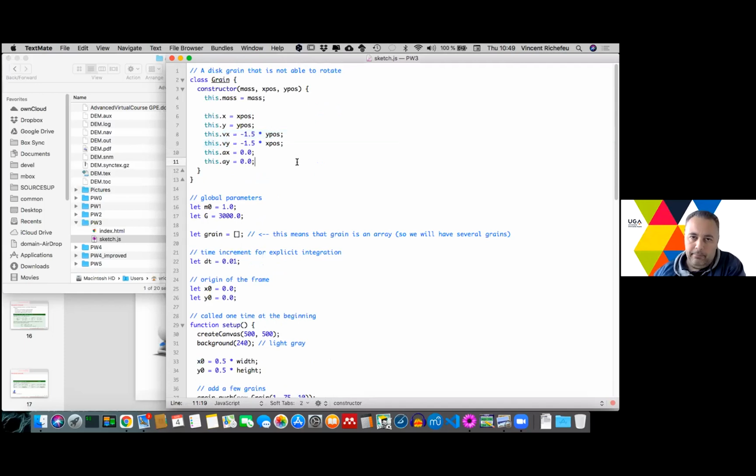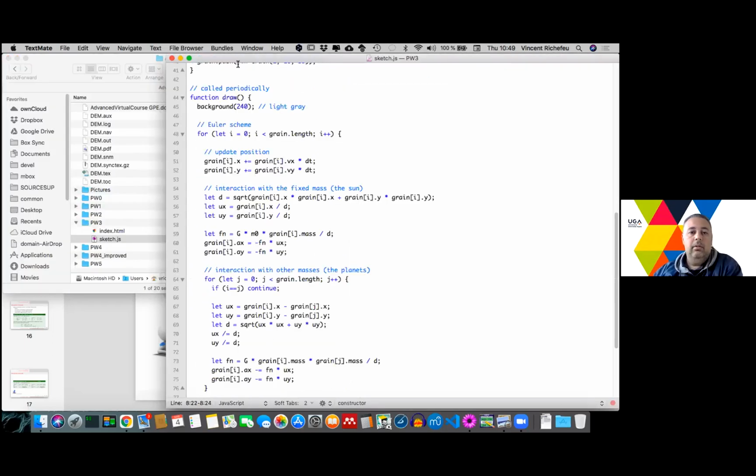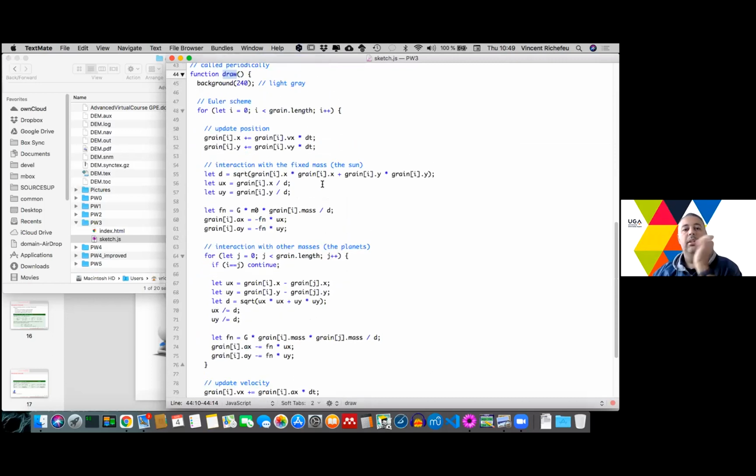So the Vx depends on the y position with a factor. And then the draw function, theoretically called, is like this. We update the position of each grain. To do so, we loop over the grains, where each grain has the index i. So i will go from 0 to the length of the array that contains all the grains.